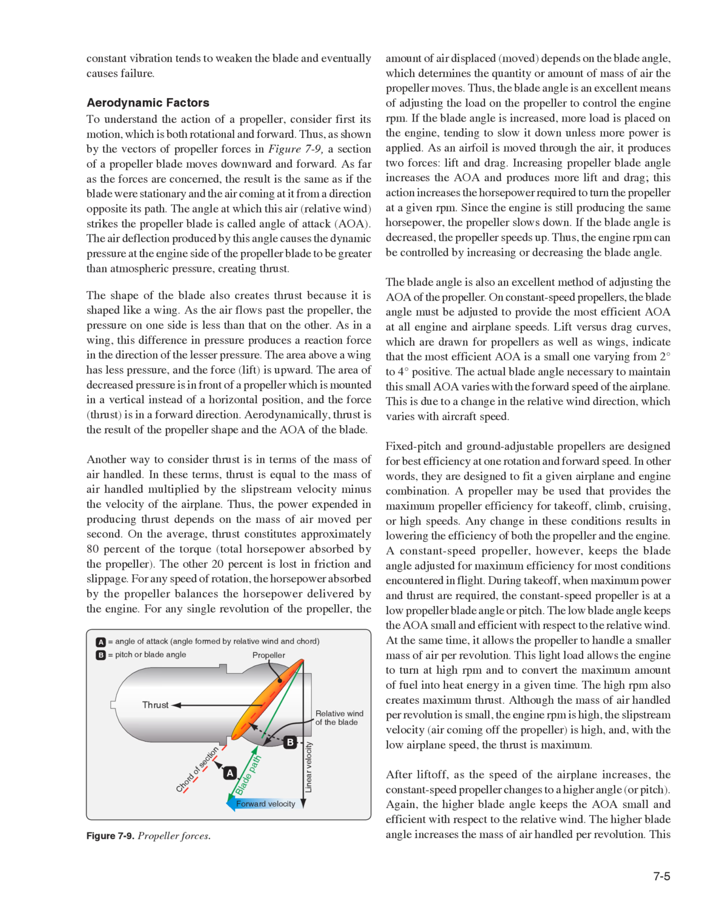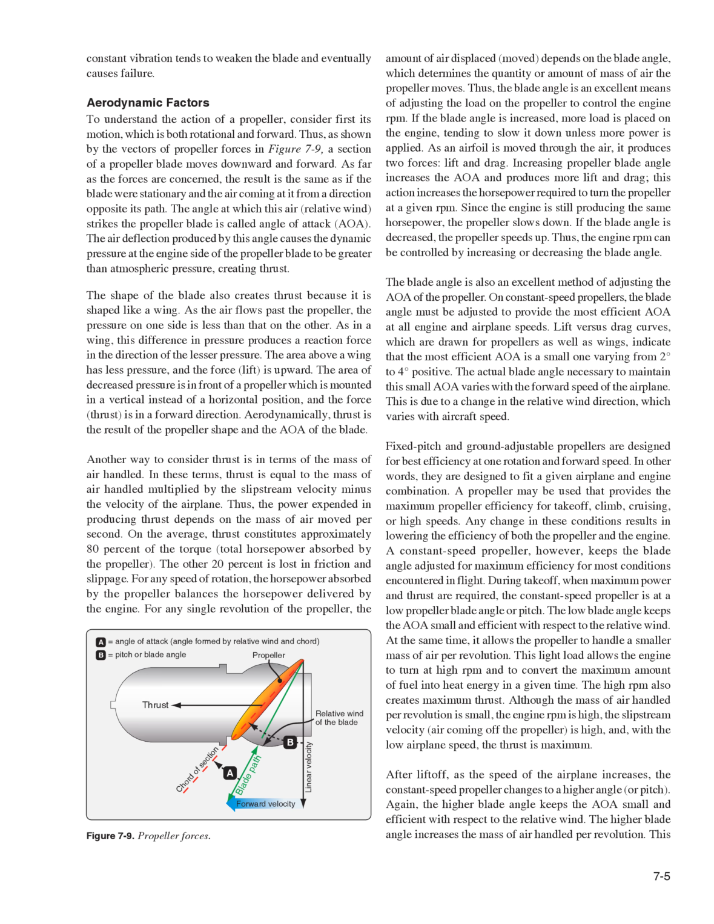The blade angle is also an excellent method of adjusting the AOA of the propeller. On constant speed propellers, the blade angle must be adjusted to provide the most efficient AOA at all engine and airplane speeds. Lift versus drag curves, which are drawn for propellers as well as wings, indicate that the most efficient AOA is a small one, varying from 2 degrees to 4 degrees positive. The actual blade angle necessary to maintain the small AOA varies with the forward speed of the airplane. This is due to a change in the relative wind direction, which varies with aircraft speed.